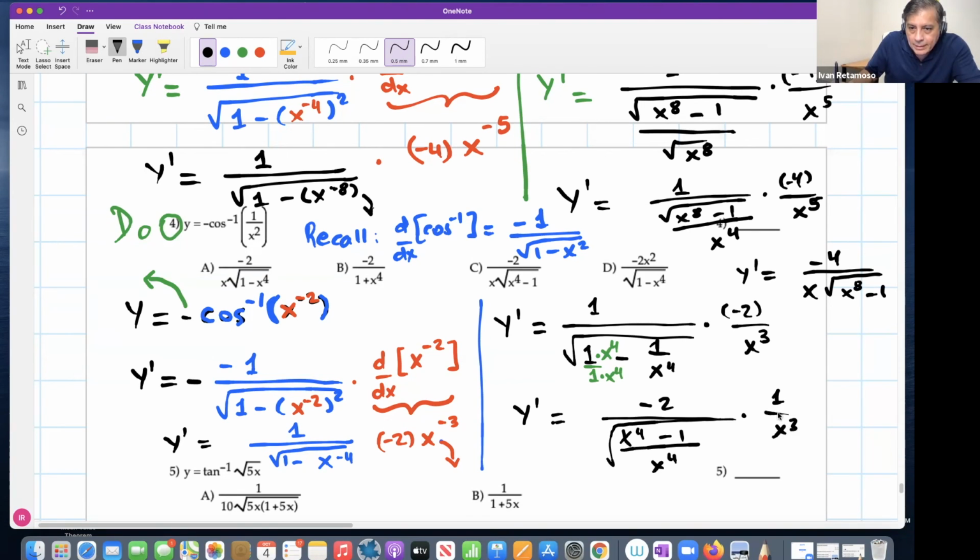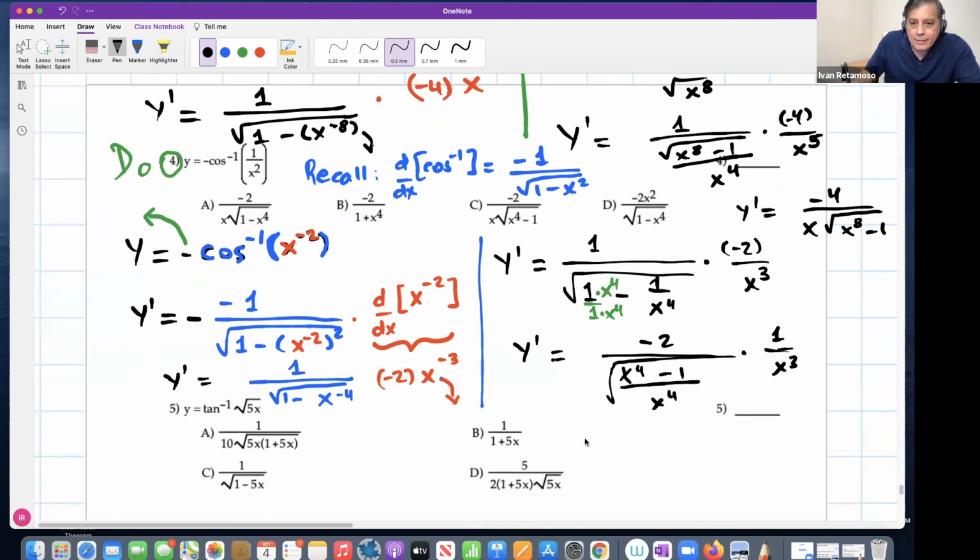We're close to the end. And now remember, y prime should be equal to what? Negative 2 over the square root of x to the 4 minus 1 over the square root of x to the 4. But the square root of x to the 4 is x to the second, right? And don't forget, times 1 over x cubed. X cubed divided by x to the second is just x. This simplifies to x. That x, I'm going to place it up front.